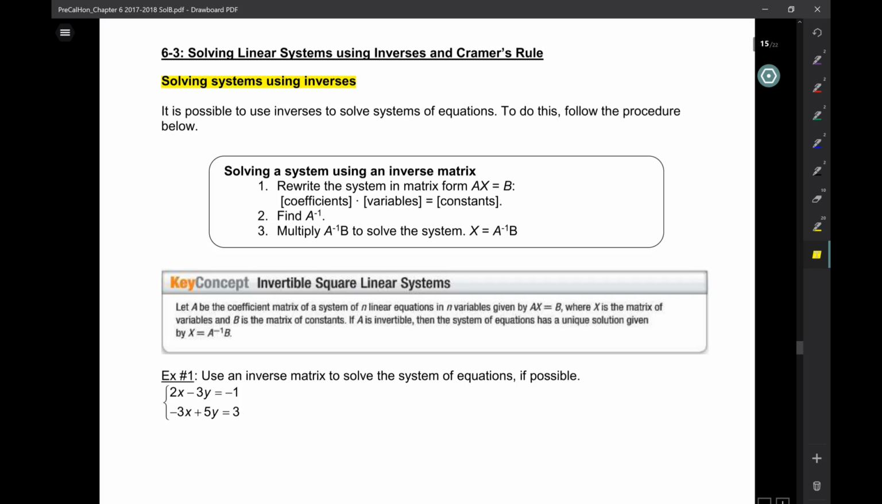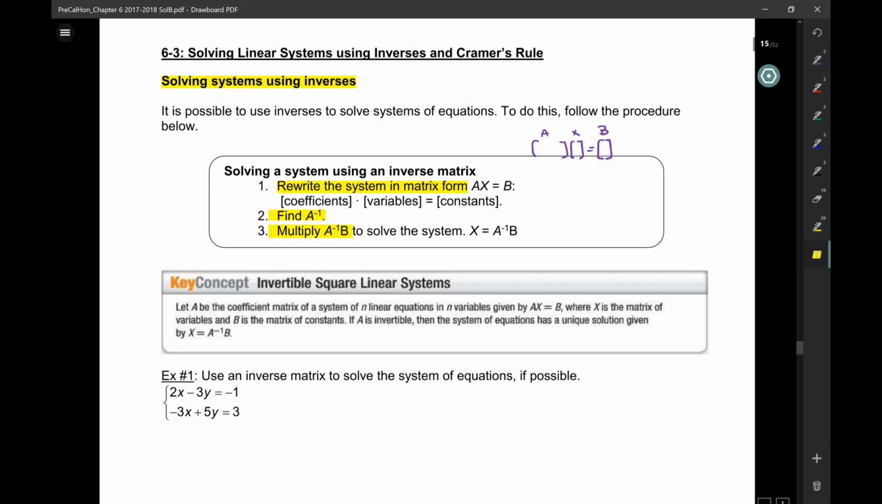What you do is you rewrite the system in matrix form. Okay, so it's A times X equals B, and I'll show you how to do that. It's going to have three matrices: an A matrix, an X matrix, and a B matrix. And then we have to find A inverse. And once we find A inverse, we are then going to multiply A inverse times B.